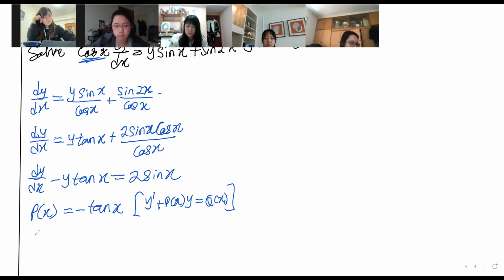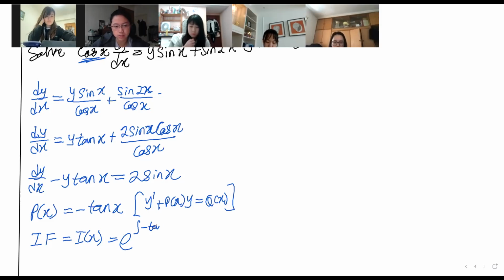So in that case, the integrating factor will be what? Exponential. The integral of negative 10x dx. And that will be, how do we solve that? Let's ask Clarissa. How do we find that?